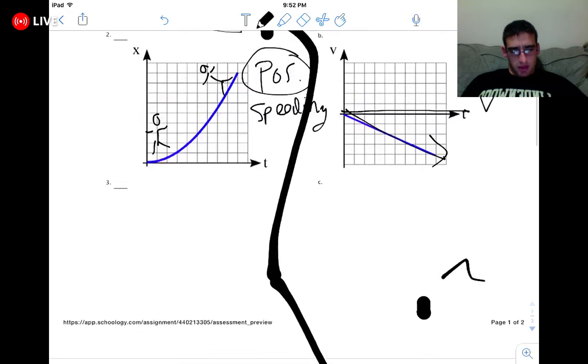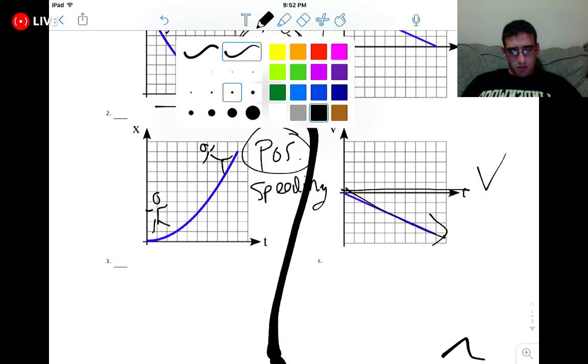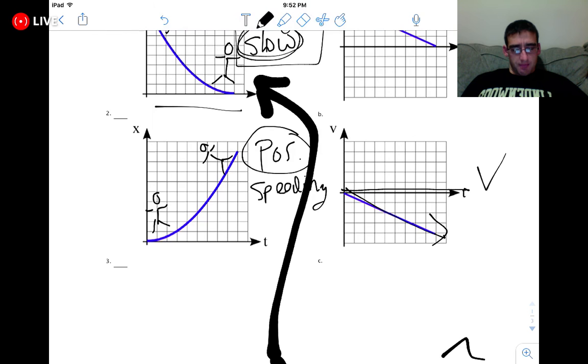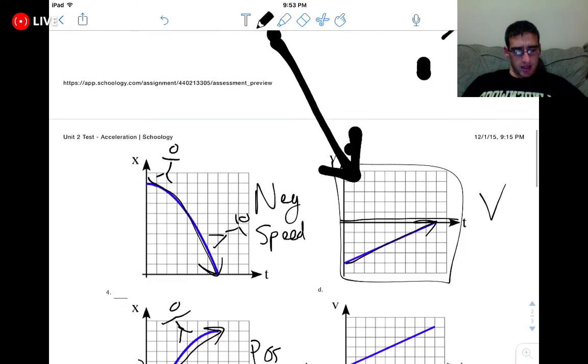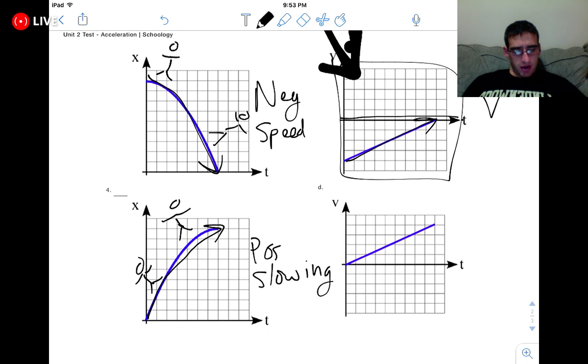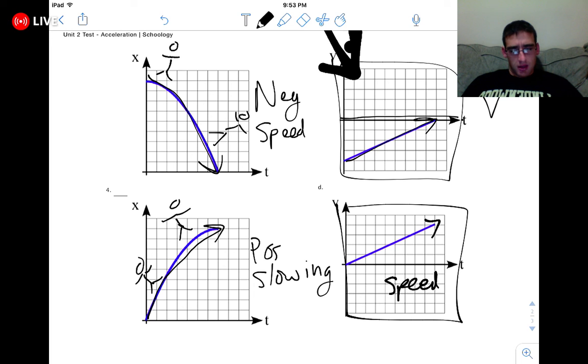Ooh, that's still pretty thick. That's okay. That's good. All right. Now, this next one, positive, so above the line, speeding up means getting farther away from 0. Okay, so that one's above the line, but it's getting closer to 0. That one's below the line. That doesn't work. That one's below the line. It doesn't work. Here's the one. Okay, so this one is above the line, so it's positive, and it's getting farther away from 0, so it's speeding up.